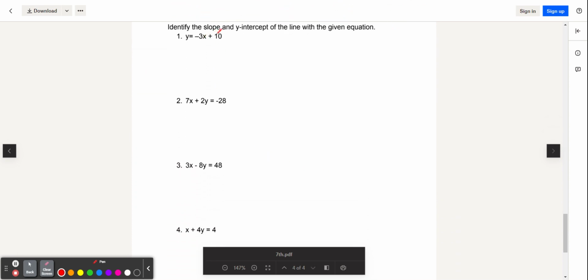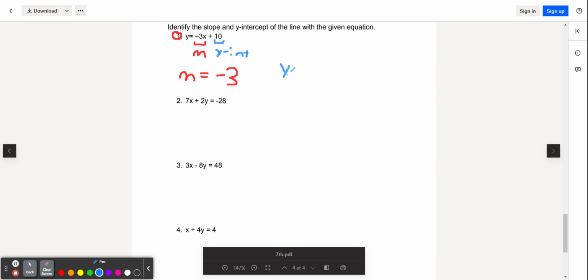Now, identify the slope and the y-intercept of the line with the given equation. If we look at number 1, the equation is written in slope-intercept form. And in slope-intercept form, like the name suggests, the slope and the intercept are given. The coefficient of the variable x is the slope. So the slope is -3, and the constant is the y-intercept.